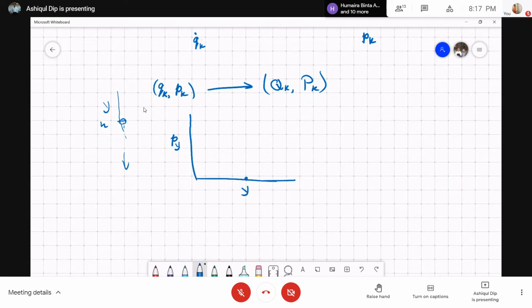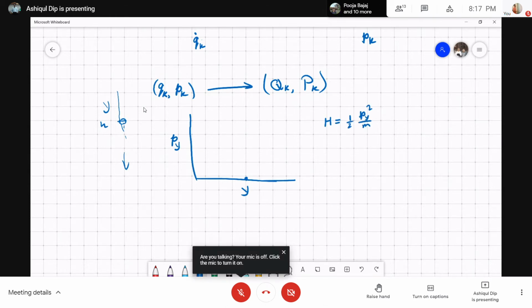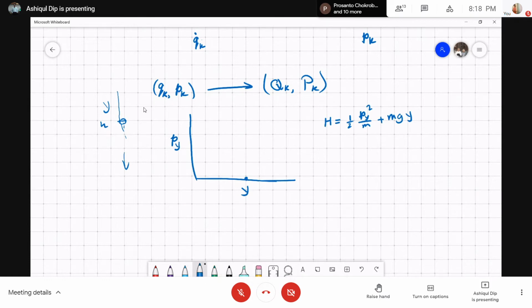We can try to remember one thing, that the Hamiltonian for this system is py squared divided by 2m plus mgy, right? This Hamiltonian is conserved, so it's just a number. So what is the relation between y and py? It's the square root of minus. Oh, yeah.